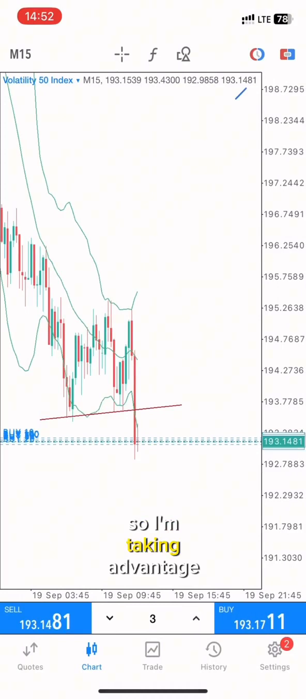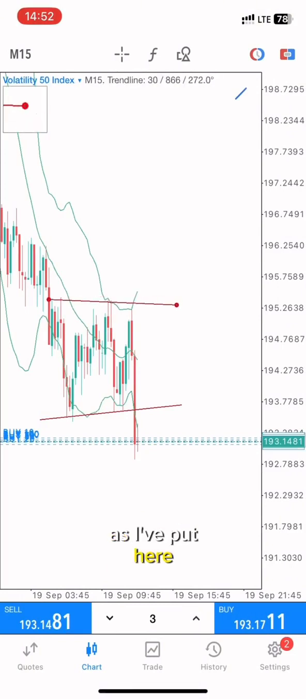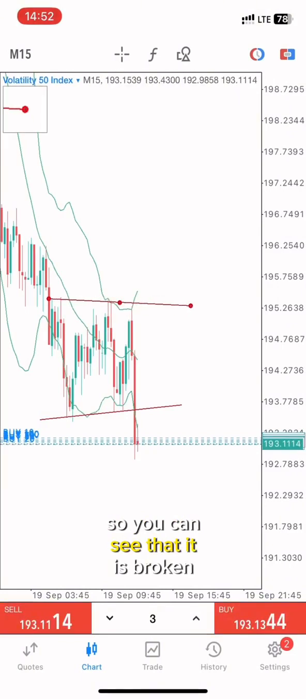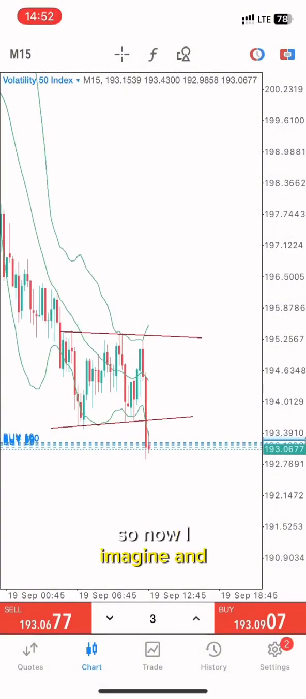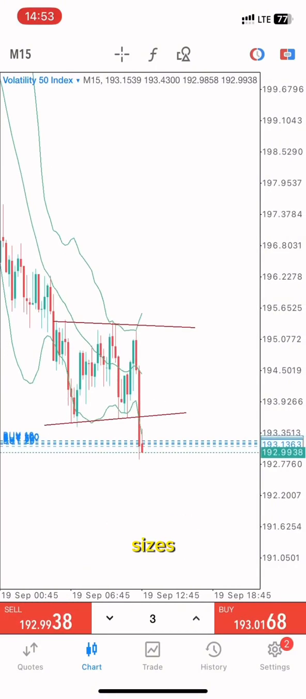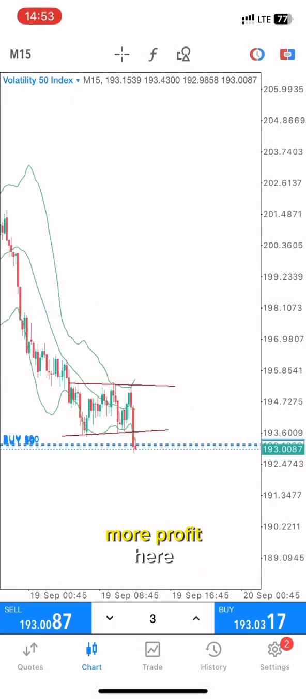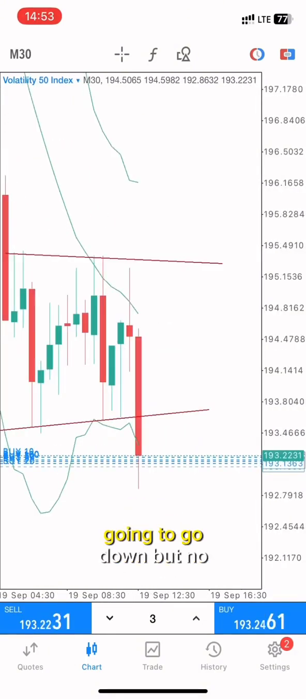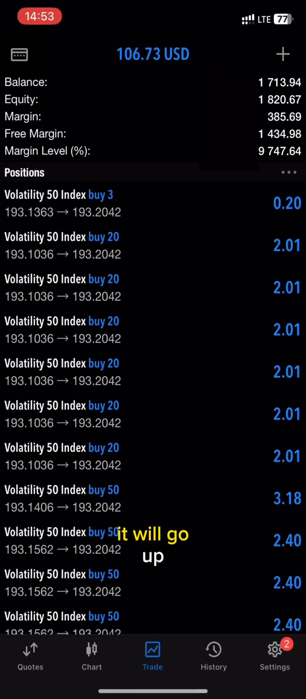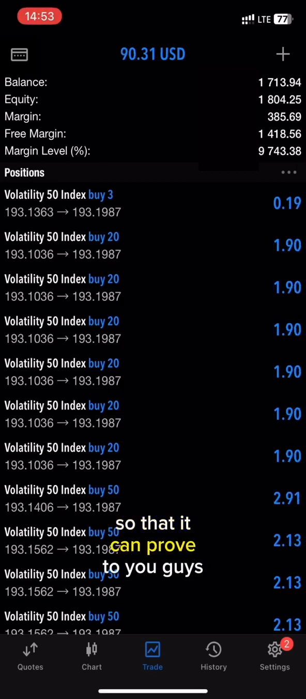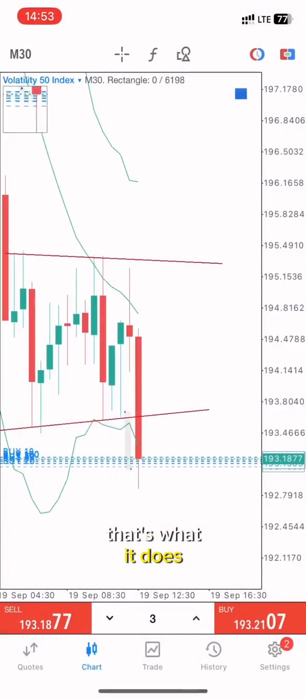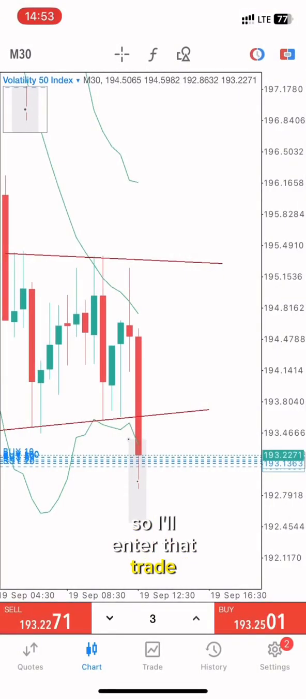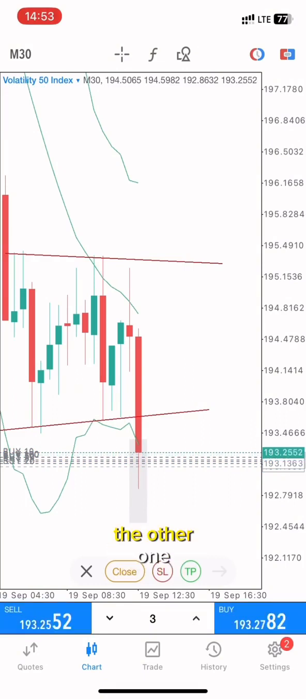So I'm taking advantage of that retest as I've bought here. You can see that it has broken this trend line. So now I will full margin and enter with more position size because I'm expecting more profit here. Now it pretends like it's going to go down, but no, it will go up so that it can prove to you guys that it was a fake out. That's what it does. So I'll enter that trade the same way as I entered the other one.